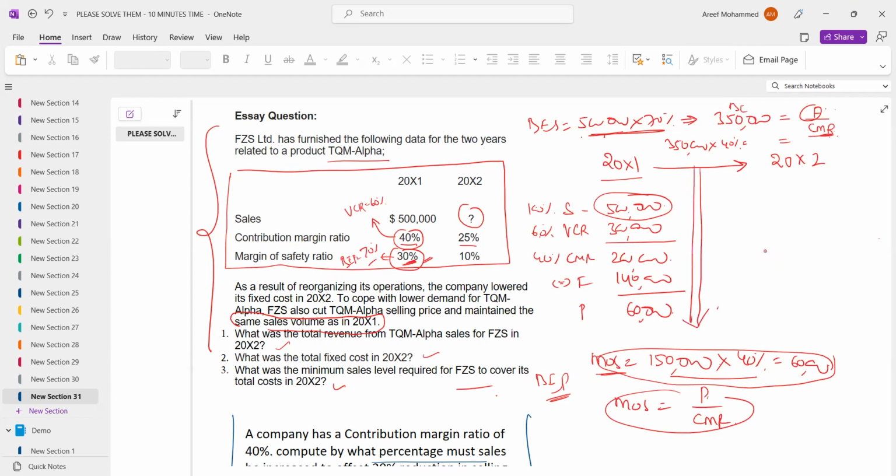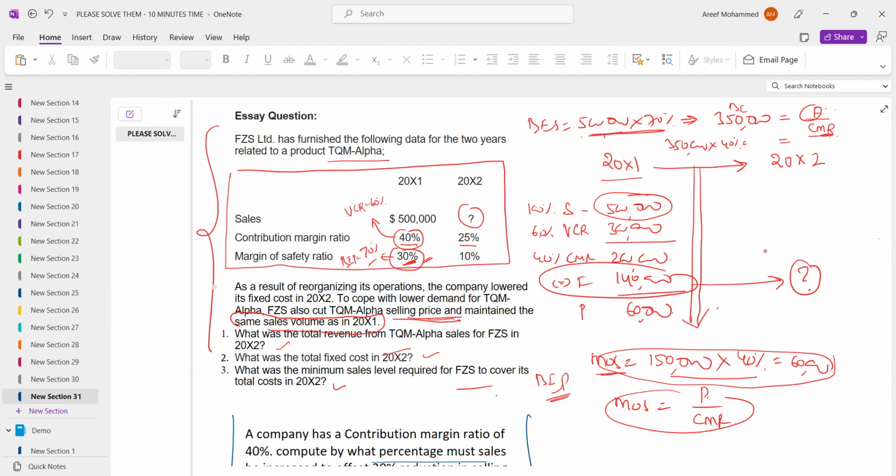Now the question is what? As a result of reorganizing operations, the company lowered its fixed cost. They changed the fixed cost. That fixed cost is how much they are asking. Number one question: what is the fixed cost in 20x2? To cope with the lower demand, they have reorganized their operation. They decreased the fixed cost and demand also decreased. That's why they decreased the selling price.